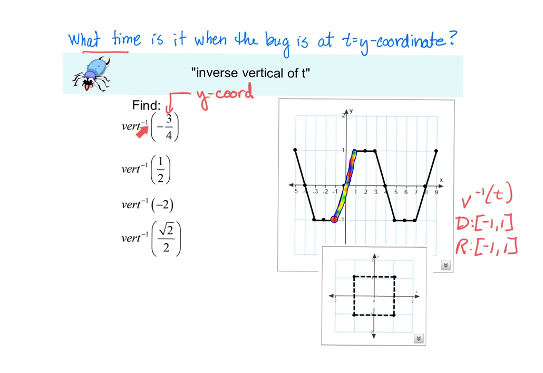So, inverse vertical of -3/4. Well, that means it must be down here. So -3/4 is there. And the question is, what time is it? Well, I have to answer something between -1 and +1. This was 3/4 seconds before I started the timer. So the answer is -3/4.